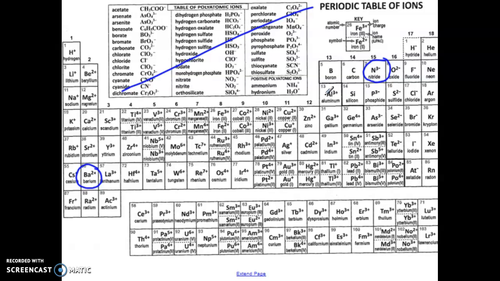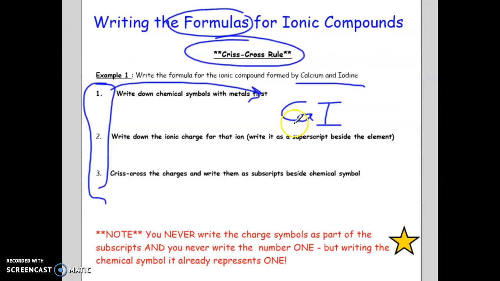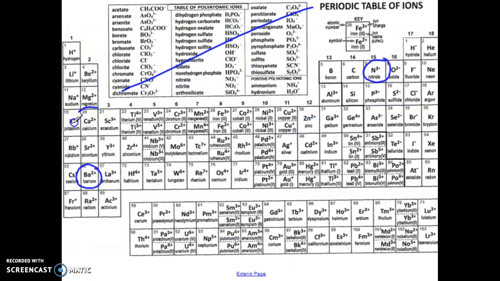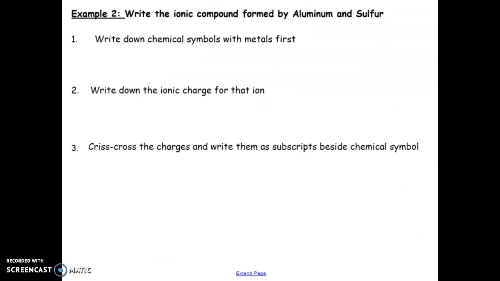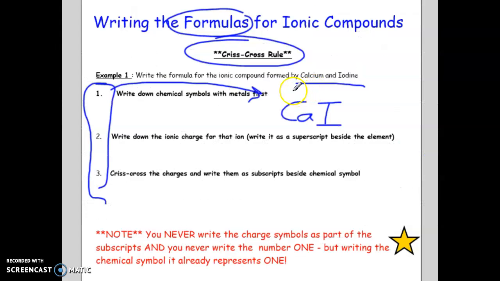Okay, so let's go back to this. We want the charge for calcium and the charge for iodine. Calcium is in group number 2, so it's a +2. Iodine is in group 17, which means it needs to gain 1 electron, so that is going to be -1. So it says +2, -1.